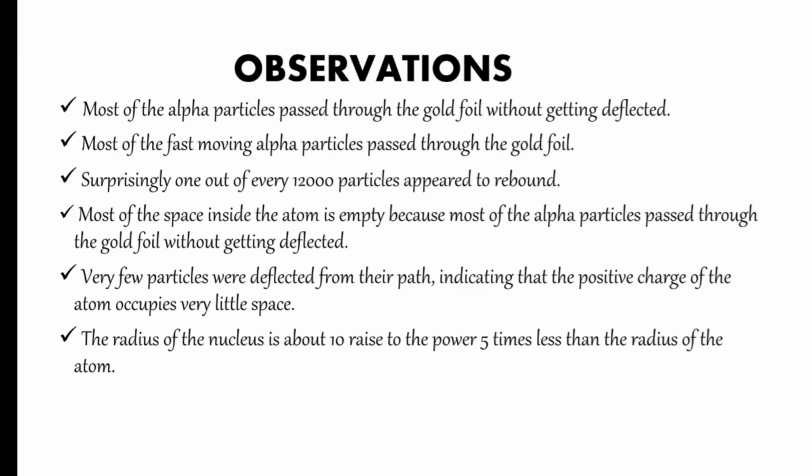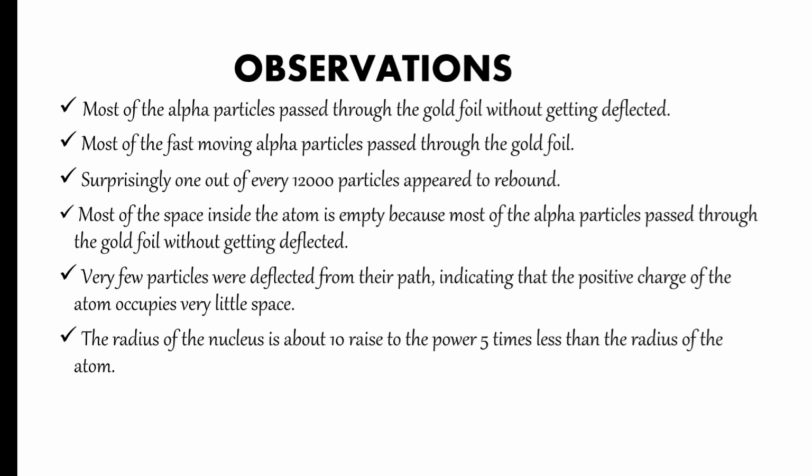What were the observations? Most of the alpha particles passed through the gold foil without getting deflected. Surprisingly, 1 out of every 12,000 particles appeared to rebound. Most of the space inside the atom is empty because most of the alpha particles pass through the gold foil without getting deflected.